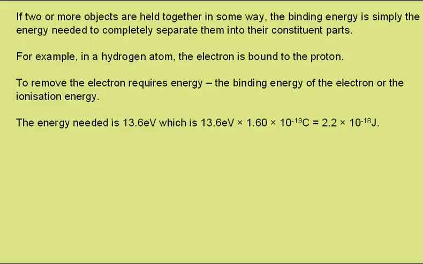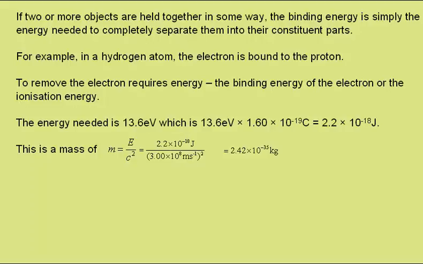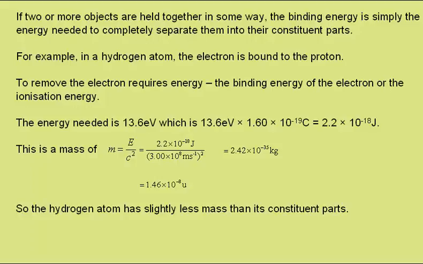The energy needed is 13.6 electron volts, or 2.2 times 10 to the minus 18 joules. This gives a mass from m equals E over c squared. Putting in the numbers, a mass of 2.42 times 10 to the minus 35 kilograms. This is 1.46 times 10 to the minus 8 atomic mass units. So the hydrogen atom has slightly less mass than its constituent parts.